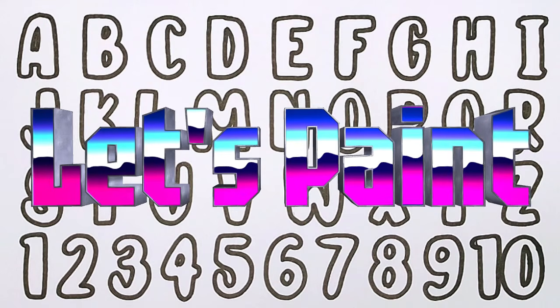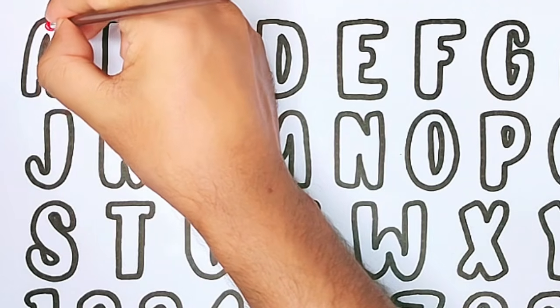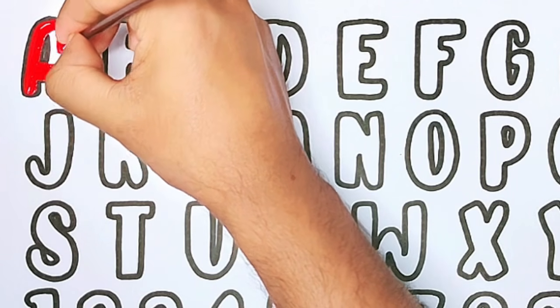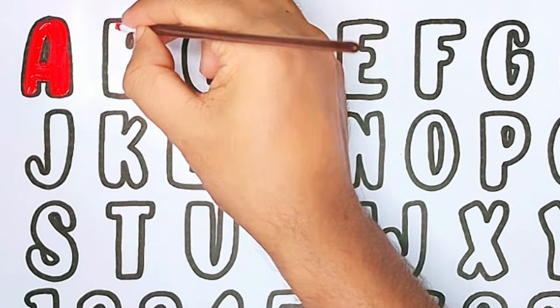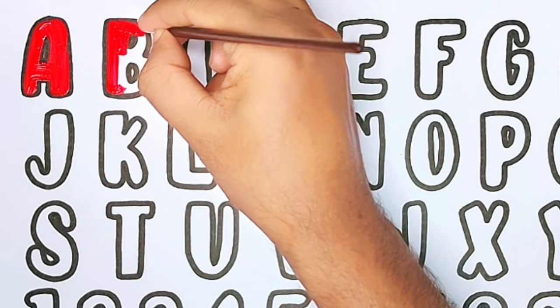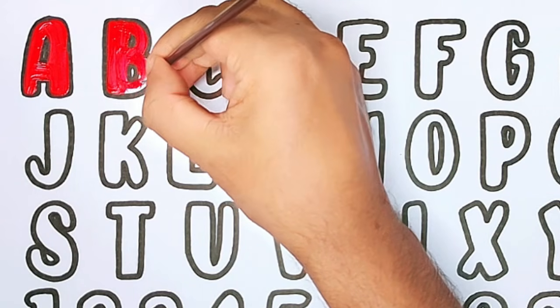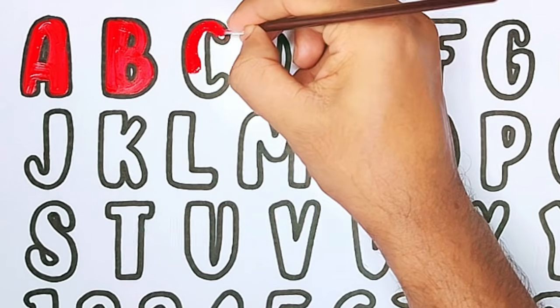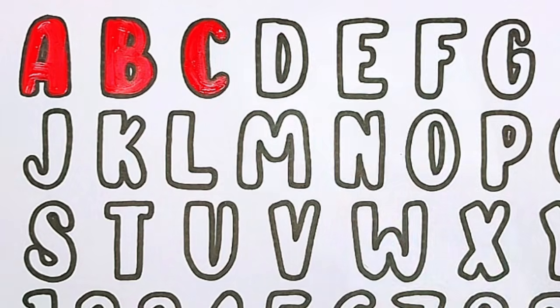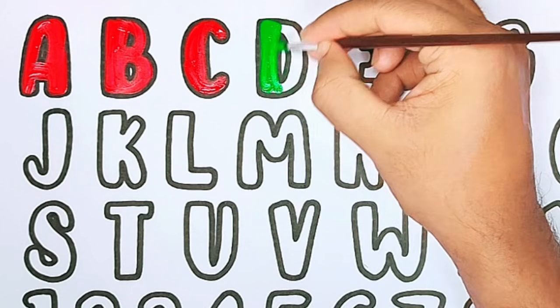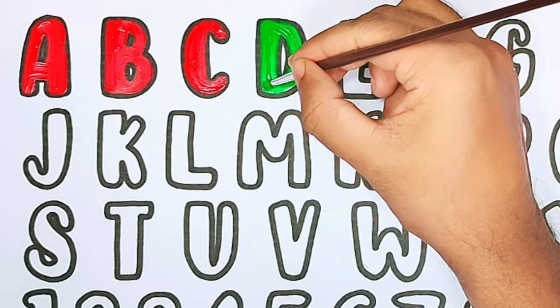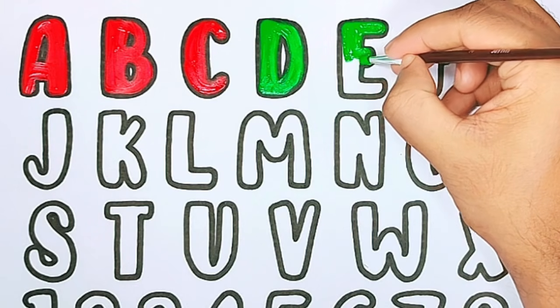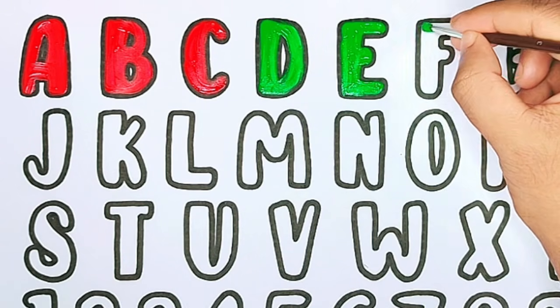Let's paint. A for avocado. B for beer. C for cup. D for doll. E for eye.